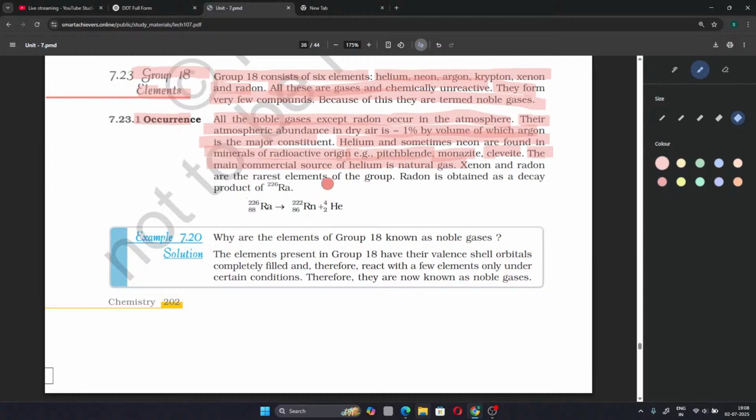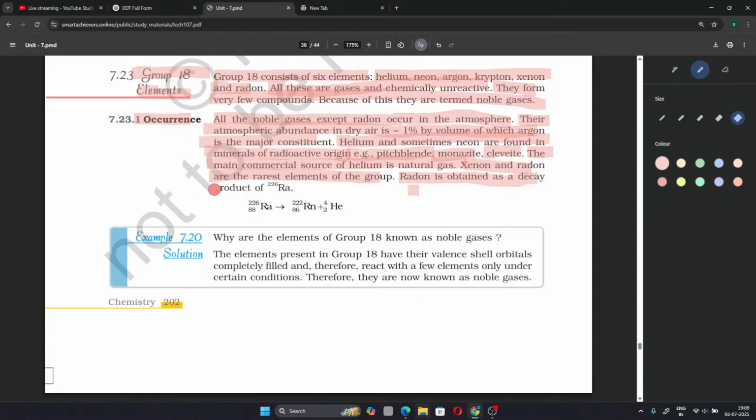The main commercial source of helium is natural gas. Xenon and radon are the rarest elements of the group. We saw the occurrence in the atmosphere: it is around 1% of dry atmosphere by volume, of which argon is the highest, and neon and helium are found in minerals of radioactive origin. The main source of helium is natural gas. Xenon and radon are the rarest elements of the 18th group.